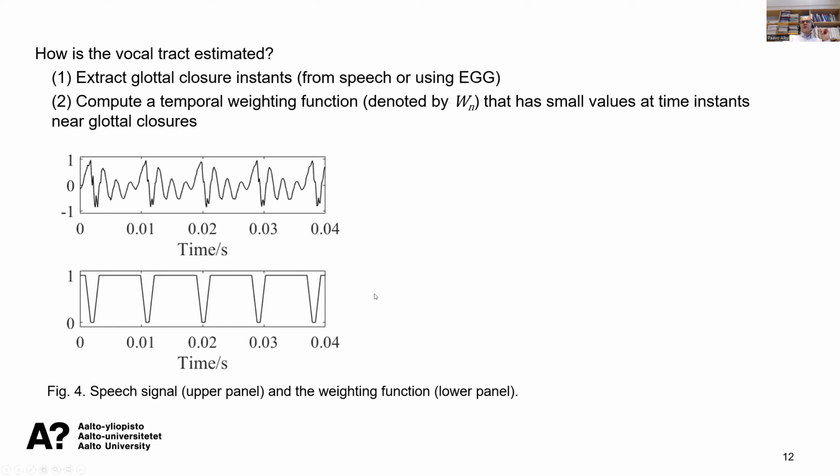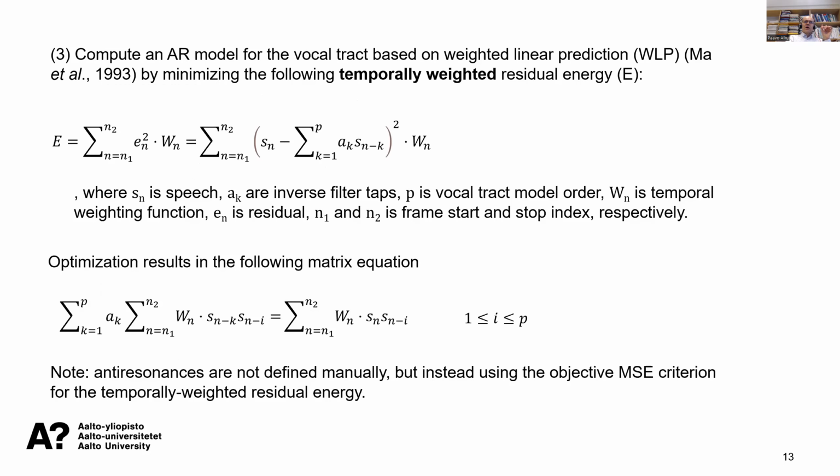And the lower one is one of the key functions in our method, called the temporal weighting function. That is a positive time domain function which is equal to unity most of the time. However, it goes down to a small value in the vicinity of the glottal closure instant, which happens somewhere here. And the reason why we compute this temporal weighting function is that we can use it in a very nice manner inside the mathematical optimization in the computation of the vocal tract in that autoregressive model computation.